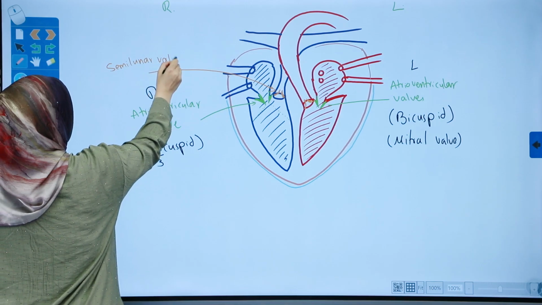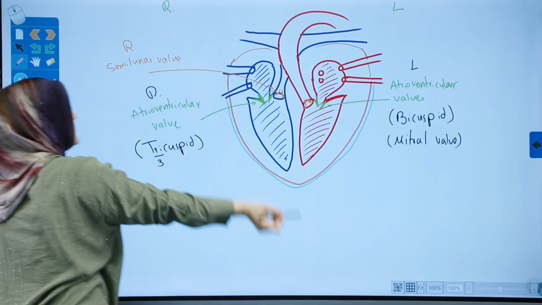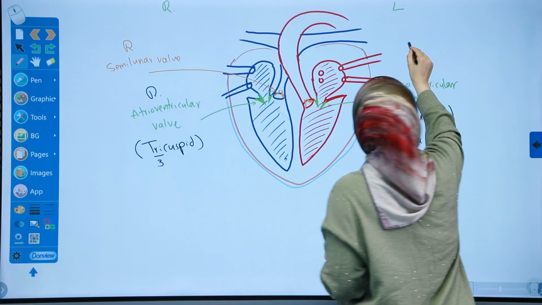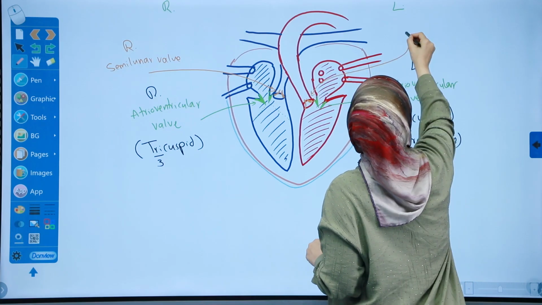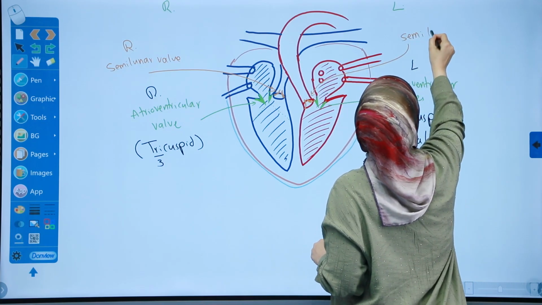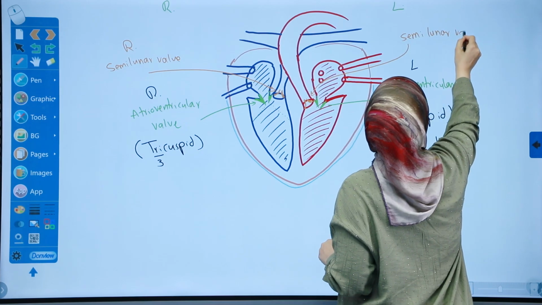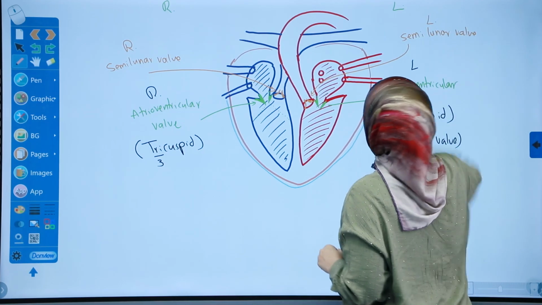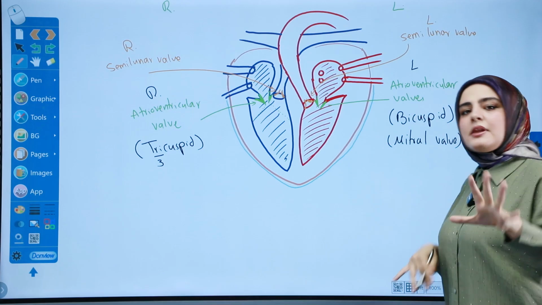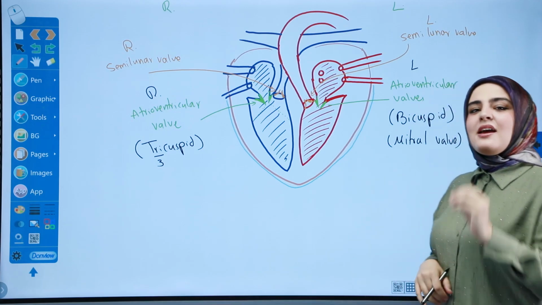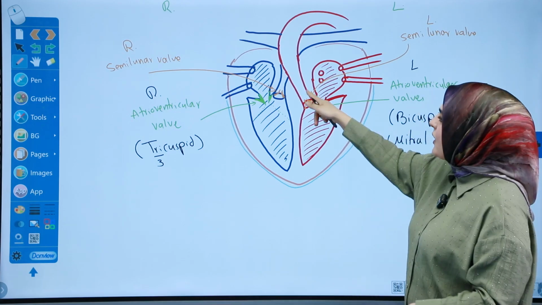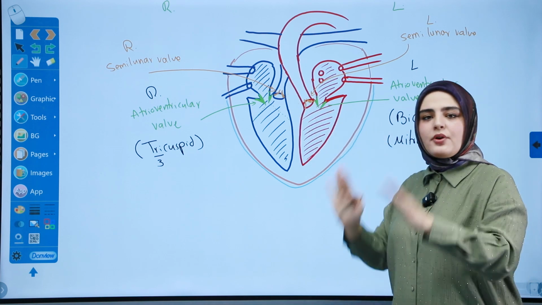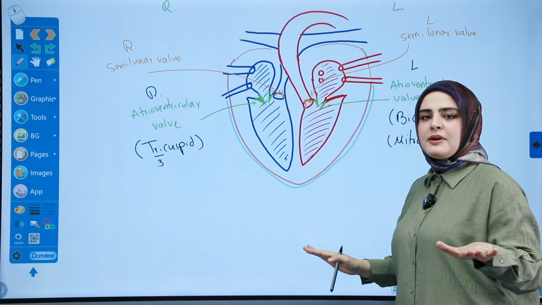Semilunar valve on the right side. Again, this one. Semilunar valve on the left side. Perfect. They also have their own name. How do we name them? Which artery they're located at, we're going to name them based on that.